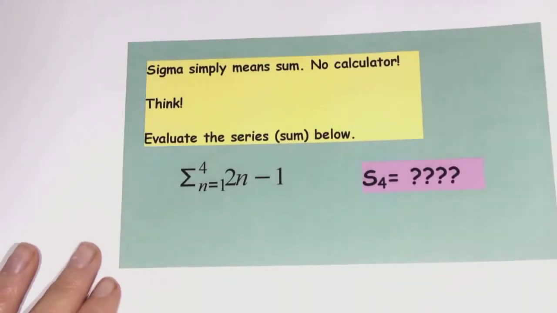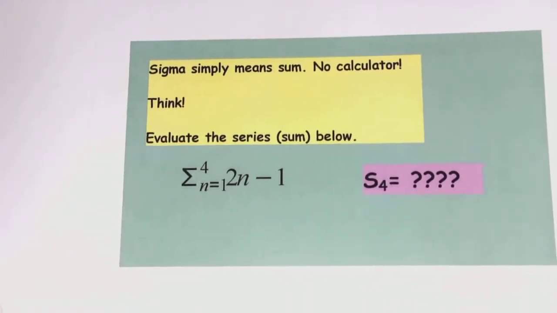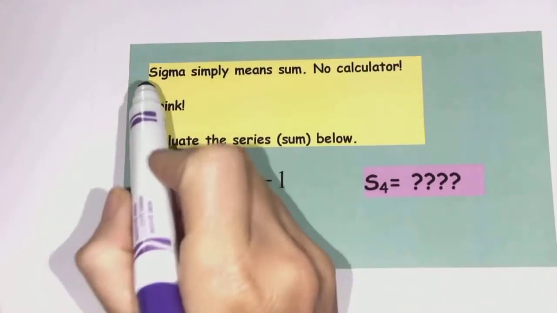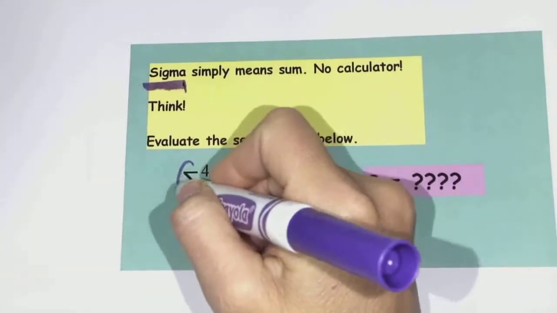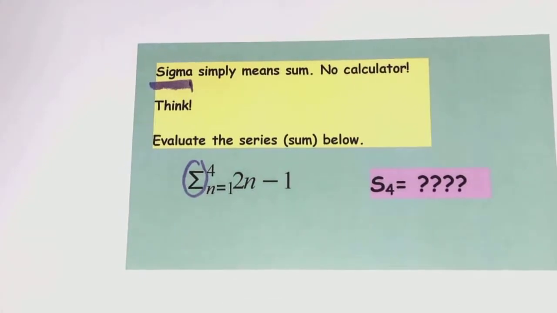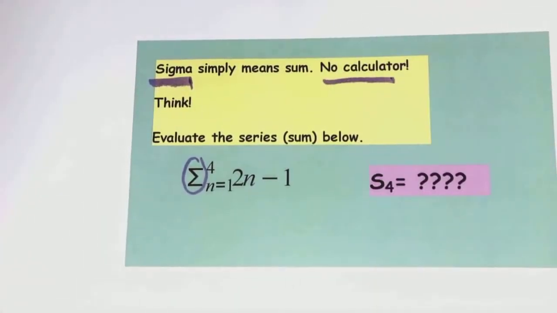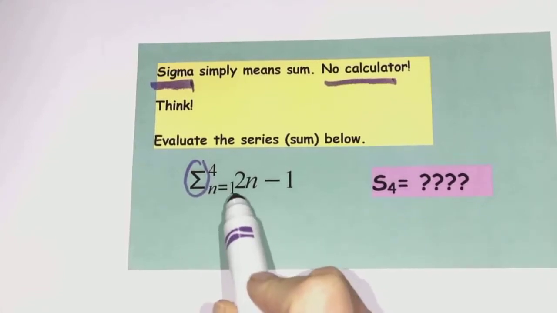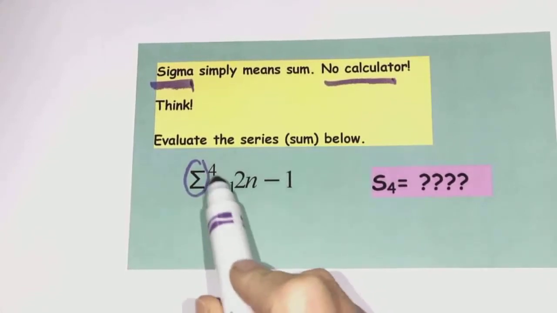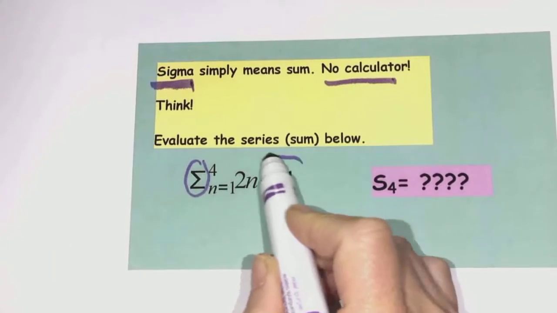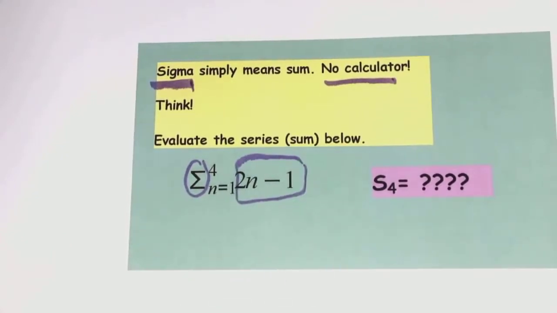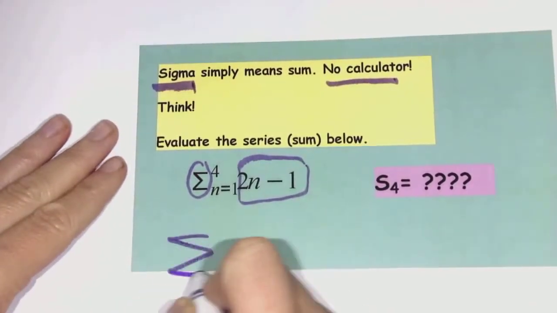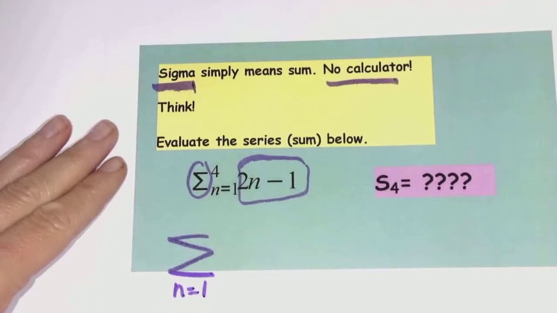Okay, our next lesson is on partial sums. Sigma, which is this symbol right here, simply means sum. I'd like you to try to do these without your calculator. This means I want to add the first four, 1 through 4, the first 4 terms of the sequence created with this formula. To be quite honest, normally, the lower subscript is 1.